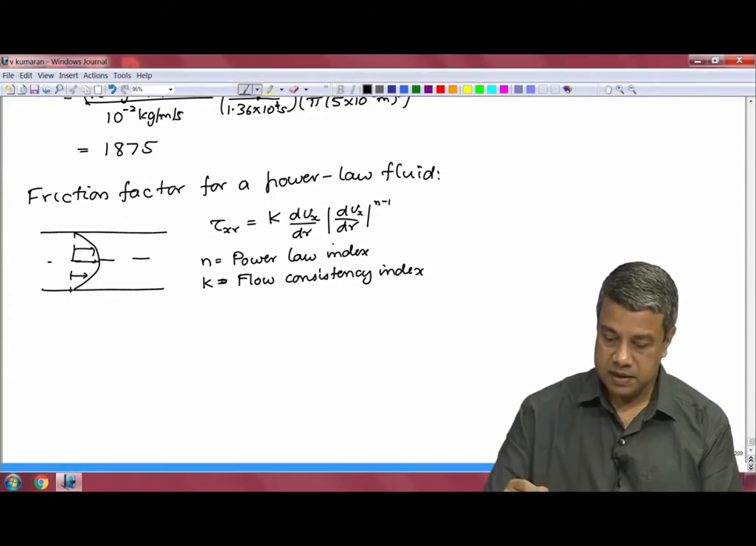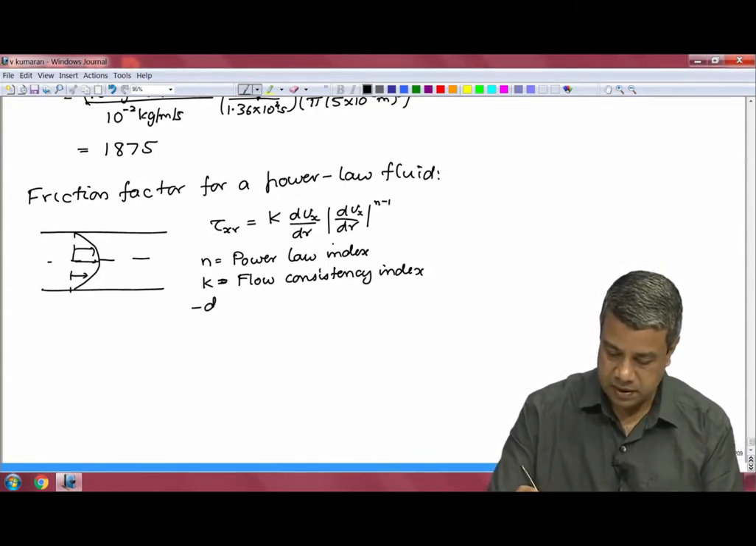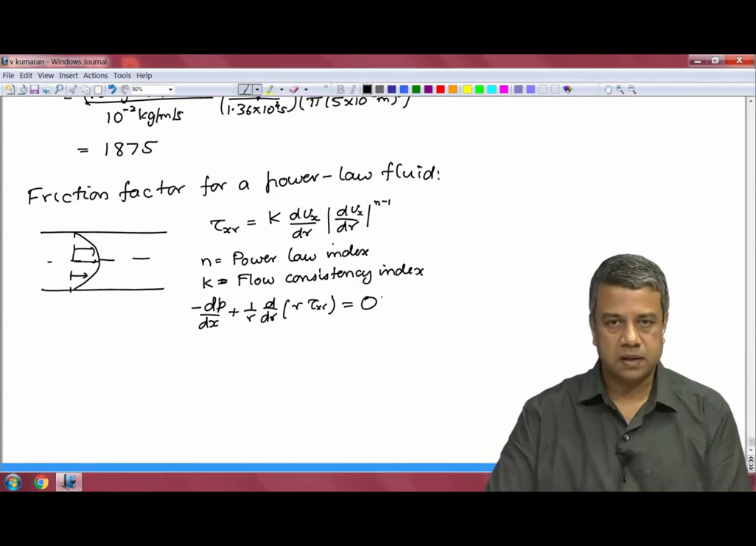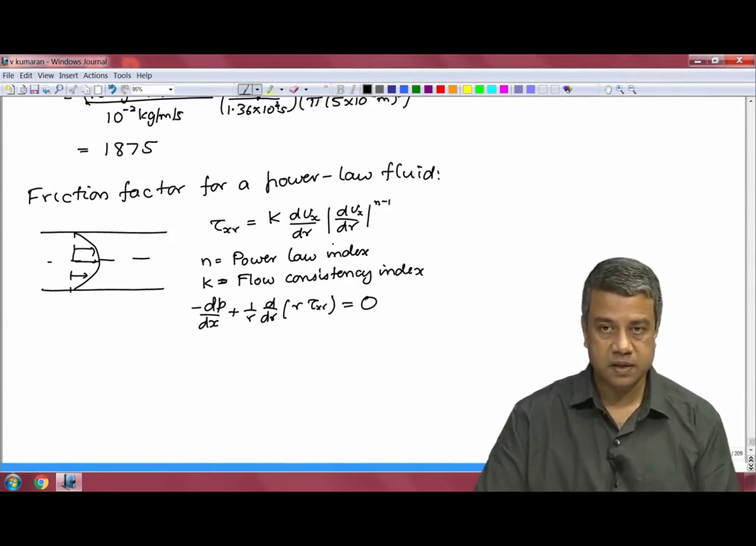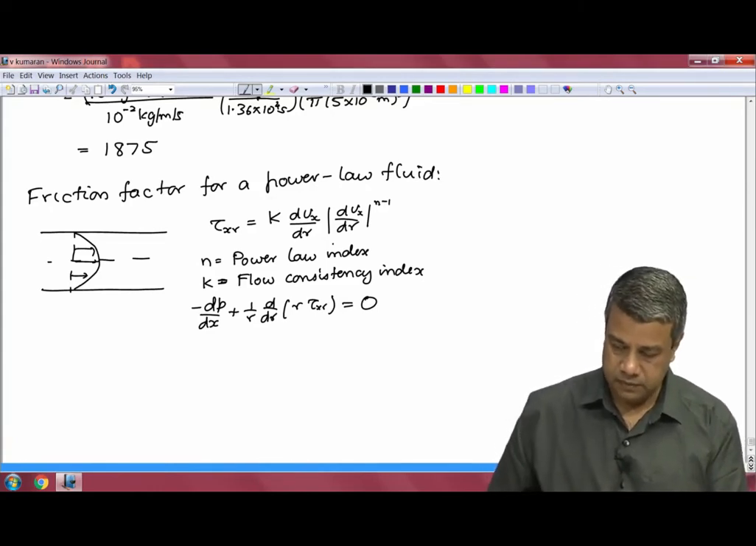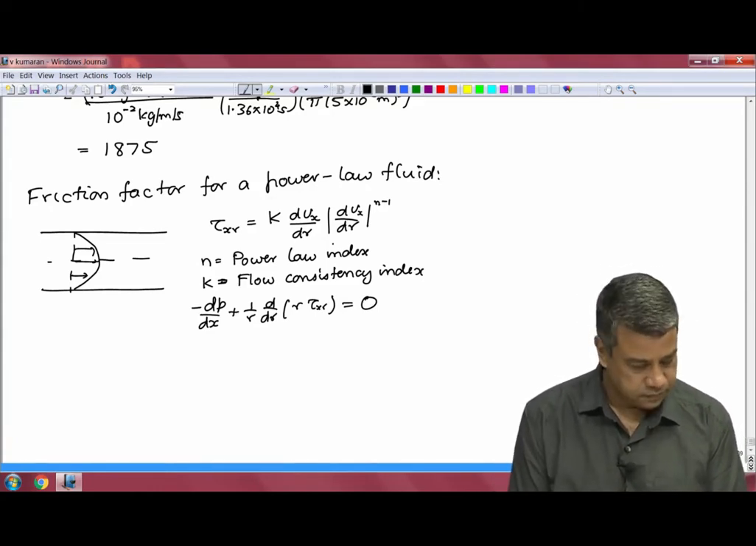The momentum balance equation is still minus dP by dx plus 1 by r d by dr of r tau xr equal to 0. That momentum conservation equation is still valid. We got that by the shell balance for the shear stress, but the shear stress is not a linear function of the velocity gradient. So that is the difference here.